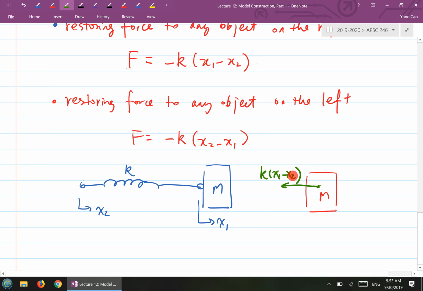So did you see any difference for now? The minus I got rid of, right? But why did I get rid of the minus? That's right, because I draw the arrow to the opposite direction of x1. So the magnitude of this restoring force is this much, and it points to the opposite direction of x1. This is basically the free body diagram for this point mass. And that's it.